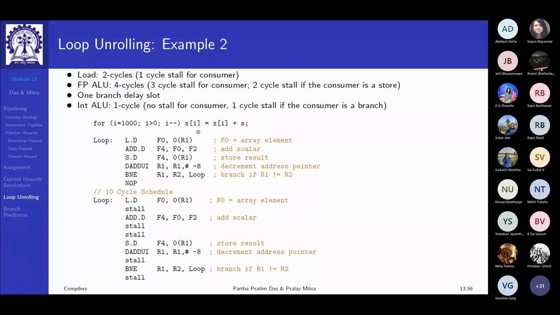Then what will you do with this F0? You will add this value S, which is also assumed to be loop invariant. It is already computed and stored in F2. So you have F0 plus F2, and you put that in a third register F4, which is the new value of xi. Then you'll have to store that result. So F4 will be stored to 0(R1), the address of xi in the memory.